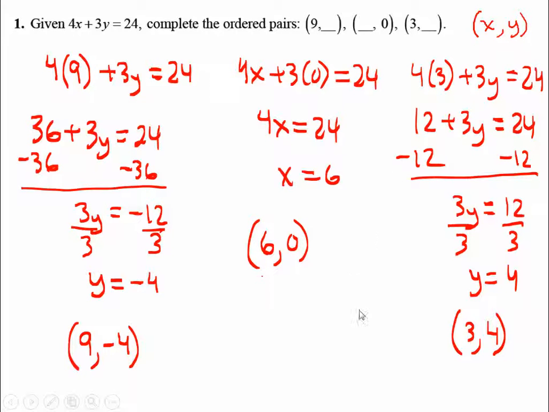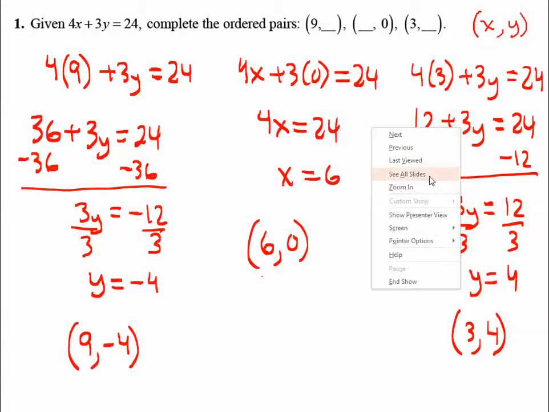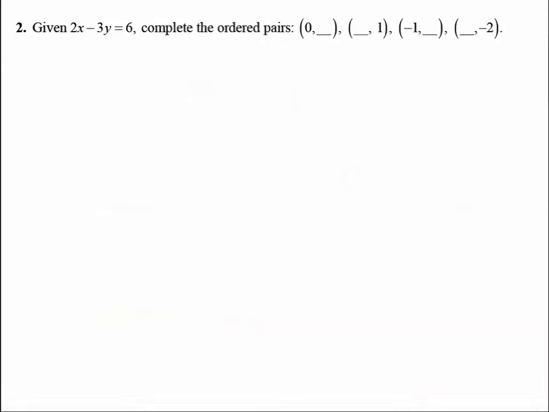All right, just for practice here, all yours for this one. Give you guys a minute. 2x minus 3y equals 6. And again, 0. I love 0 plugins. Everything gets canceled right away.